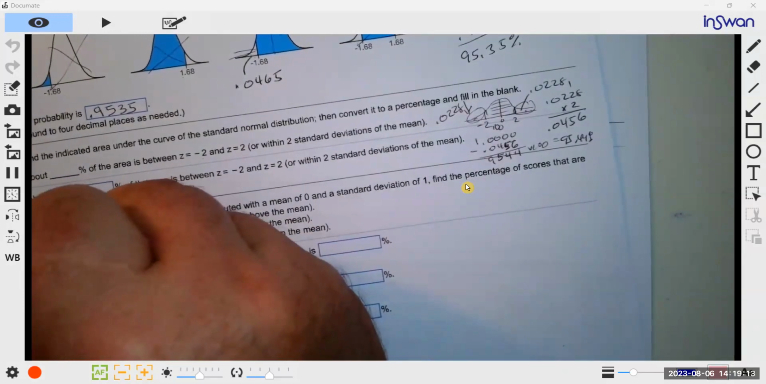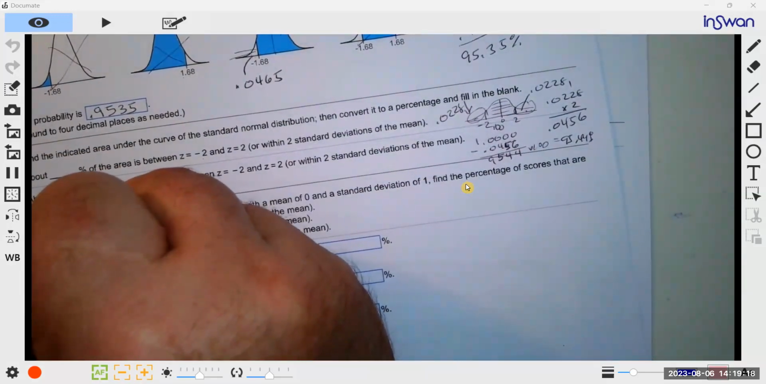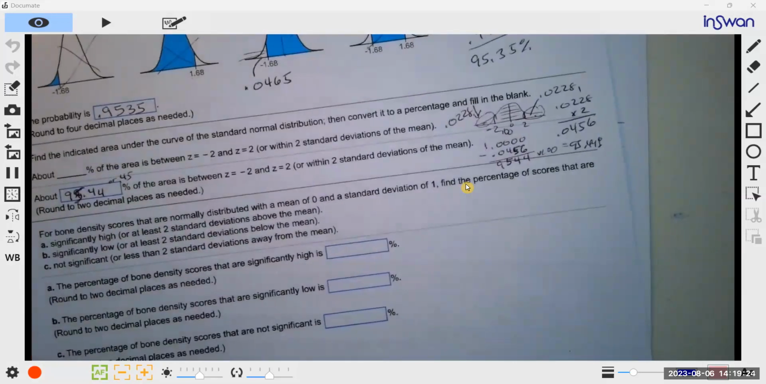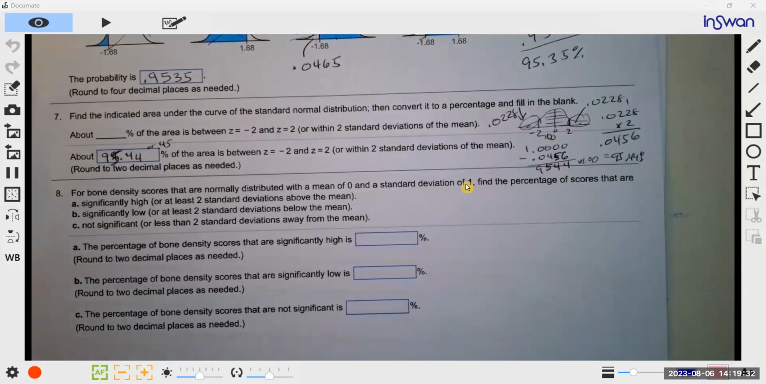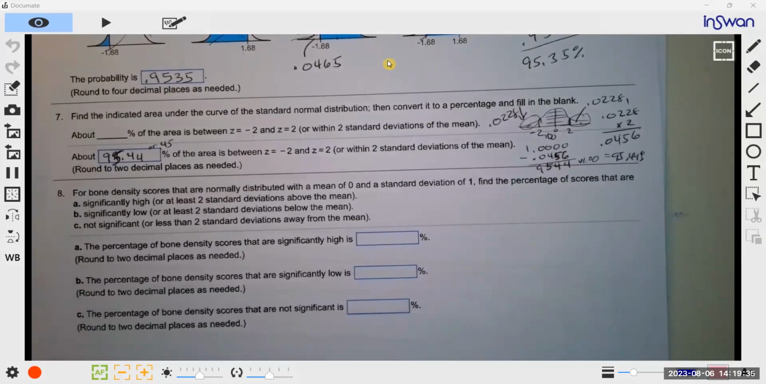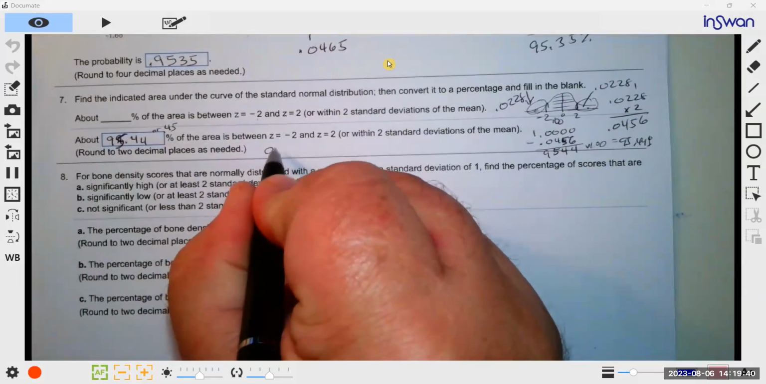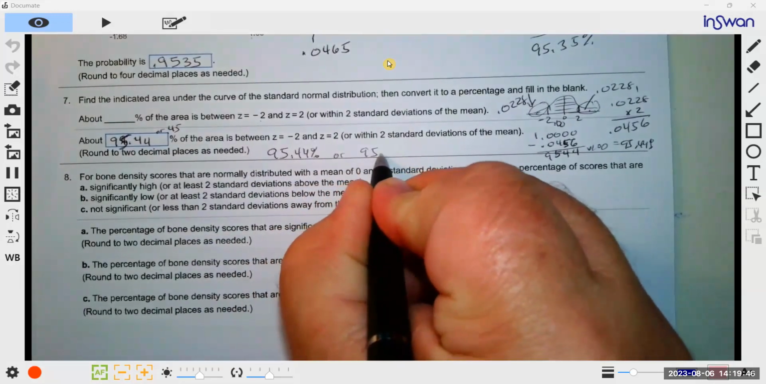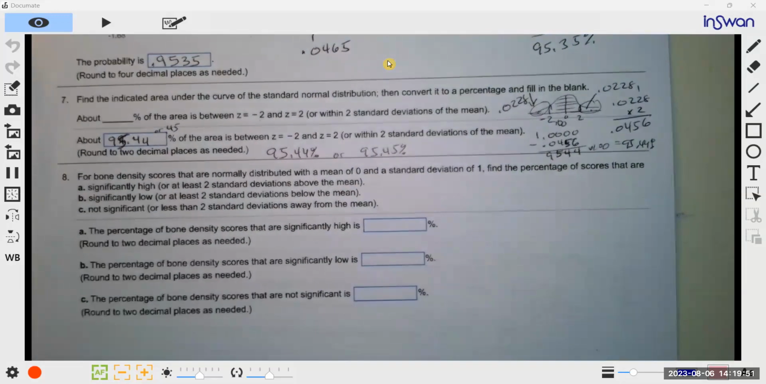Not 9, 95.44 or 45. Excuse me, sorry about that. So our answer is going to be either 95.44% or 95.45%, if they wanted you to round it or just truncate it.